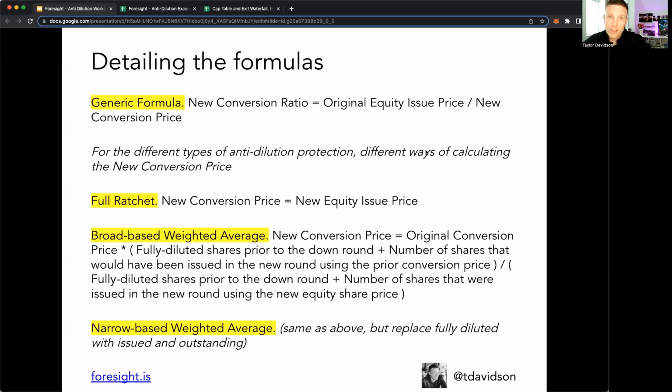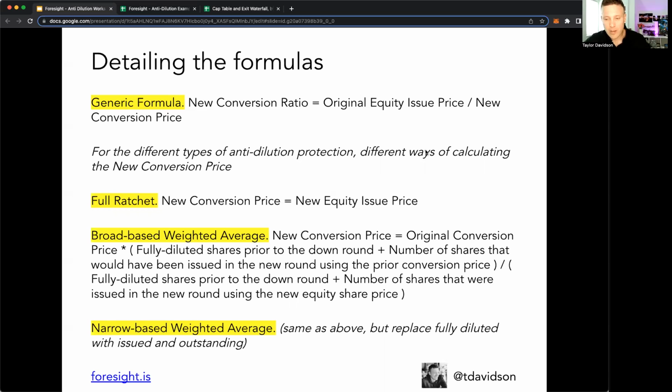The generic formula is the new conversion ratio. The original conversion ratio is usually 1, meaning 1 share of preferred goes to 1 share of common. So the generic formula for calculating the new conversion ratio is the original equity issue price divided by the new conversion price. Now, the conversion price and conversion ratio are kind of a confusing thing here. It definitely tripped me up the first few times I learned this.